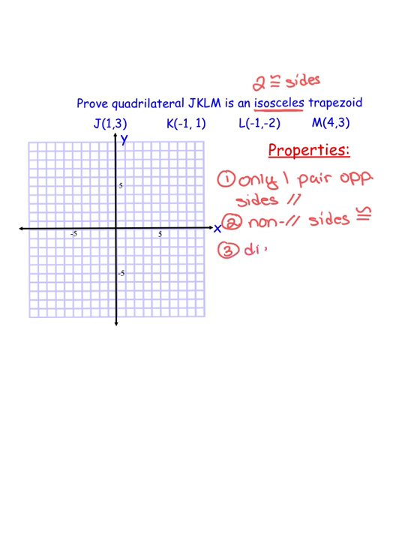Another property is that our diagonals are congruent. And a third property that we're not going to use right now, but we'll use it later in the course, is that the base angles are congruent. So when we do this proof, we do parallel with slope, and we do that the non-parallel sides are congruent with distance. So the first thing you might want to do is graph the picture so you can see what you're looking at. So we've got the points (1, 3), (-1, 1), (-1, -2), and (4, 3). So that is J, K, L, and M.